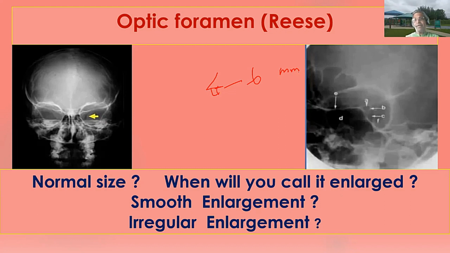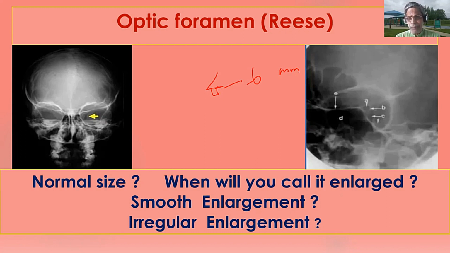Next question. Okay, doctor. Now we have got an enlarged optic foramen. Is it a smooth enlargement or an irregular enlargement? What are the causes? Exam question again. What are the causes for a smooth enlargement? Never forget, never forget. A smooth enlargement can occur in one, glioma going backwards.